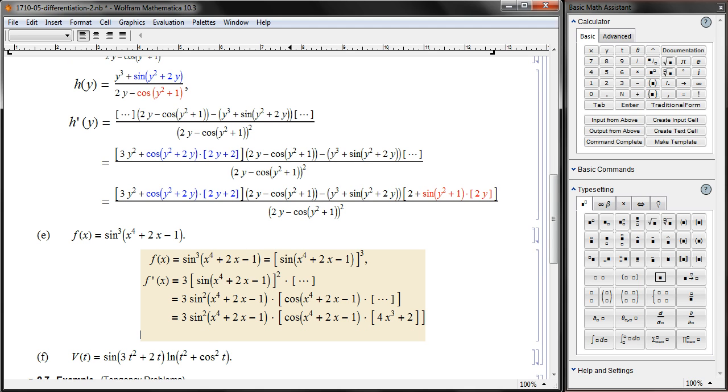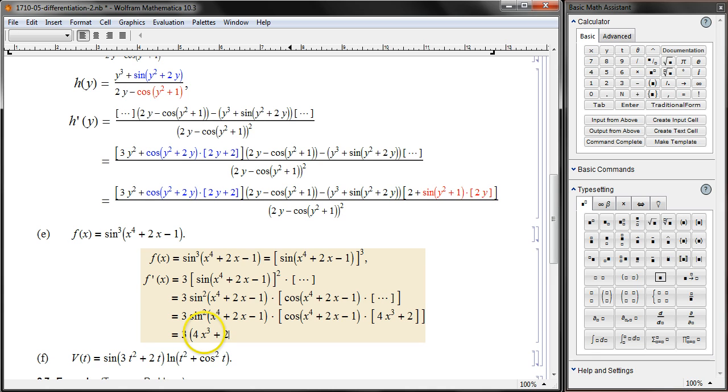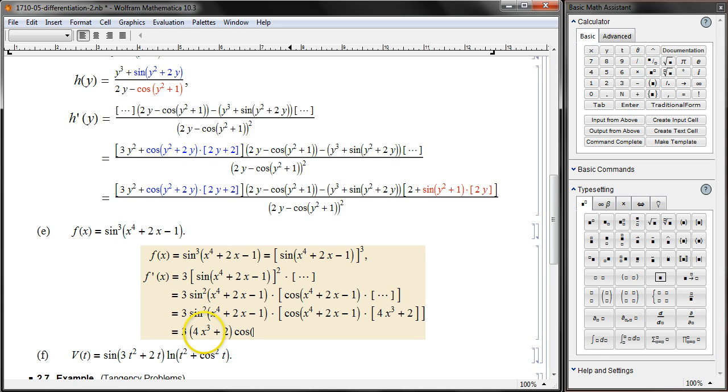Let's simplify this a little bit further. It's customary to have something simple on the left hand side and a little bit more complicated to the right. So let's go ahead and do that. 3, 4x cubed plus 2, and cosine of this. And finally, sine squared of the same thing.